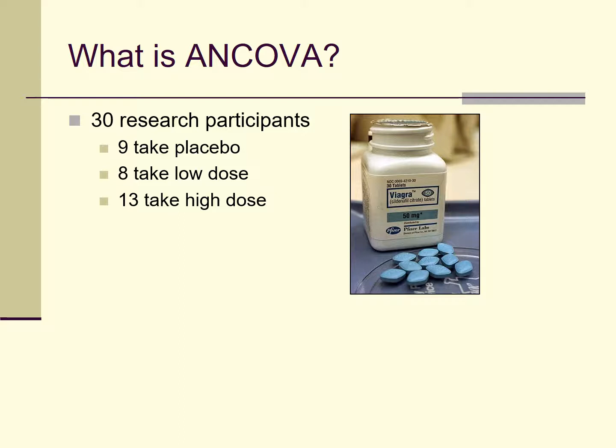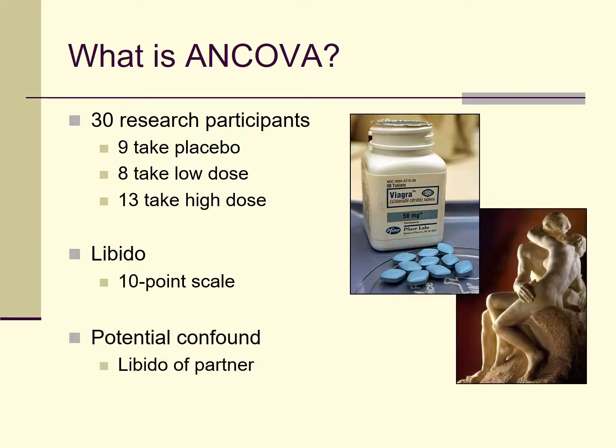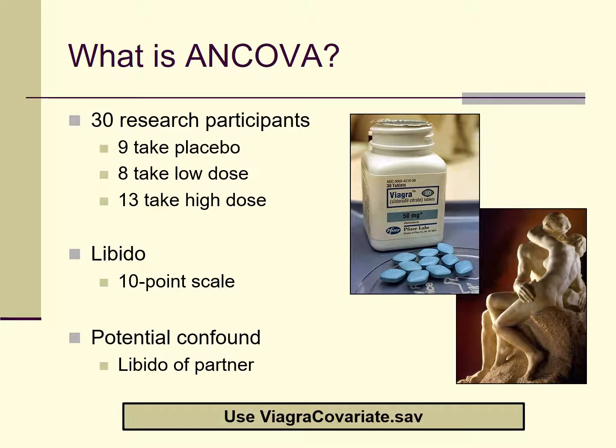Anyway, our predictor variable is group membership, whether a particular person is in the placebo dose group, the low dose group, or the high dose group. The outcome variable is participant libido, which again we're measuring on some sort of a scale. But there's this potential confound here, and that is partner libido.